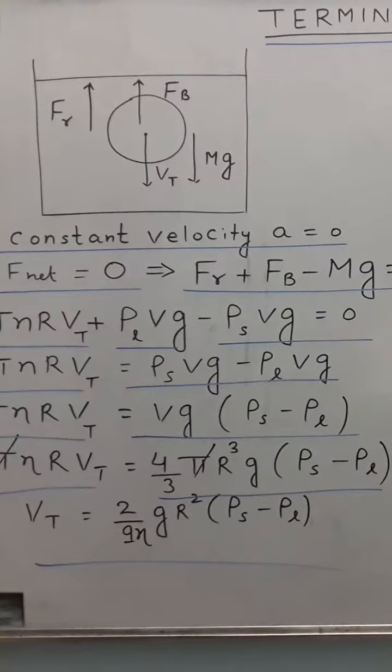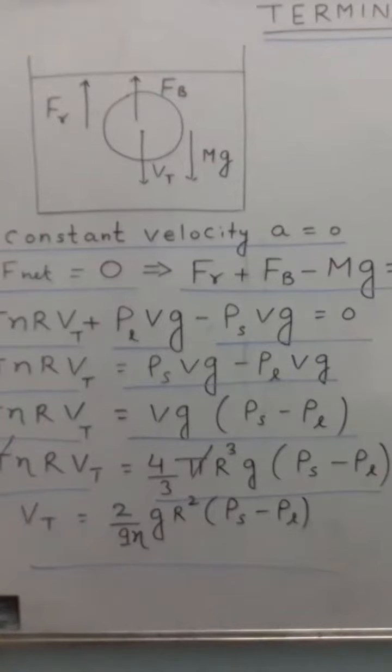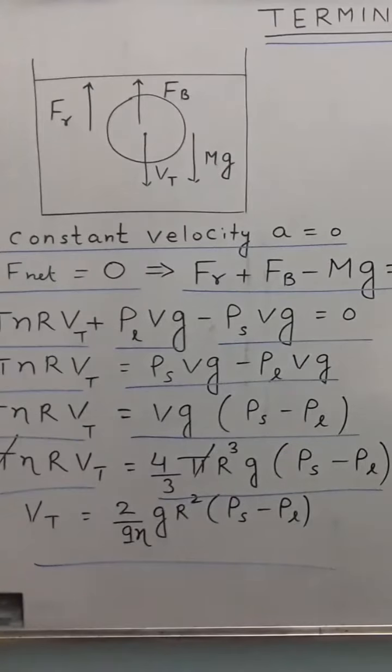The first thing is terminal speed is proportional to r square if rho solid and rho liquid are constant. So the graph will be a parabola between terminal speed and r. If we look at the graph between Vt and r square, I assume that r square is equal to x, so that will be a straight line variation. And if I draw a graph between Vt and eta, the graph would be a rectangular hyperbola. In this way you can solve your questions quickly.